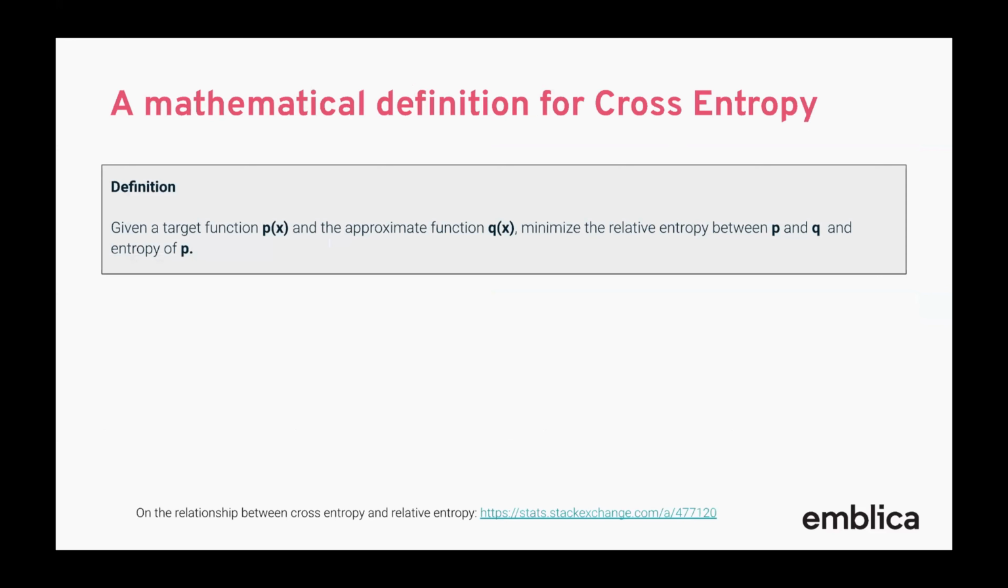So the mathematical definition for cross entropy is that, given a target function p that we want to reach, and the approximate function q, which is actually the model we're training, we want to minimize the difference between target function p and our model q. And this is what we're doing. So we want to make the model be closer to some target distribution of this data. The target is actually our training data. This is again mathematical jargon, but if you really think about it, it makes a lot of sense.